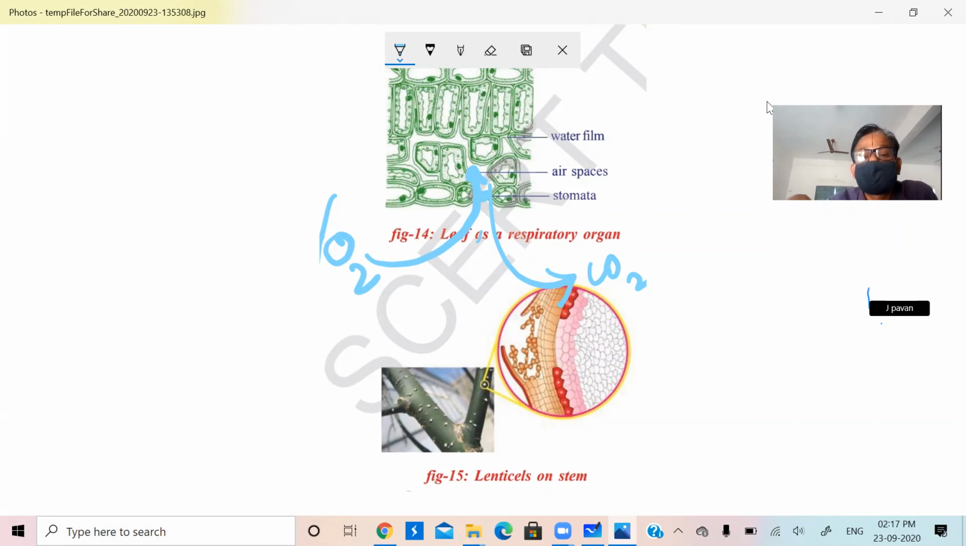So this is the respiratory organ. The leaf has stomata on the lower epidermis. Through the stomata, the gaseous exchange takes place. The stomata is surrounded by two guard cells.